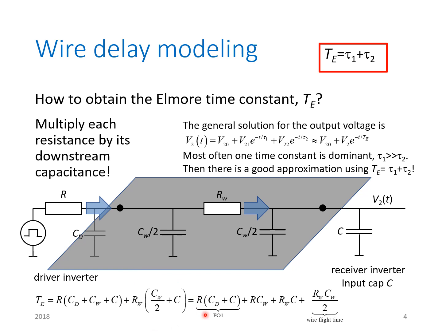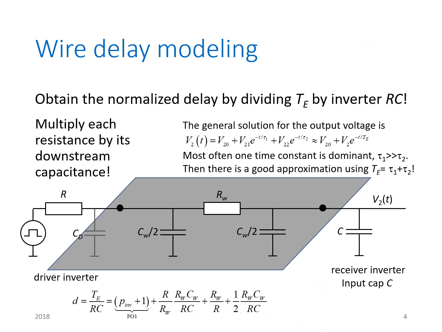And it can be rewritten so that we can identify what is related to the FO1 delay with no wire. And we have RwCw divided by 2 being the wire flight time. Next step, we obtain the normalized delay by dividing the Elmore time constant by the inverter RC. So we get the normalized delay. We have the FO1 delay as the parasitic delay of the inverter plus the electrical effort, 1. And then we have two places here.